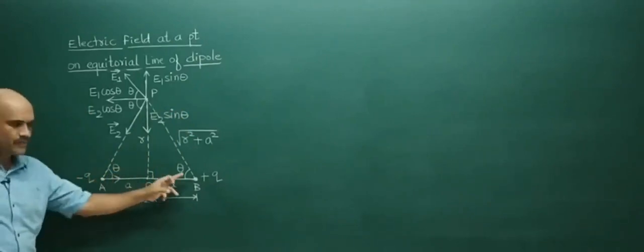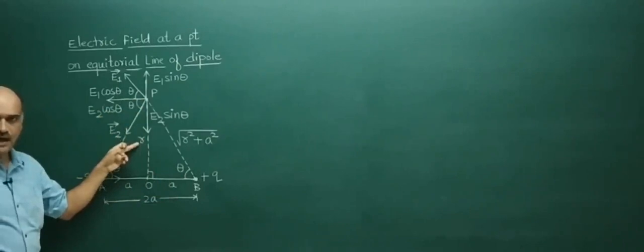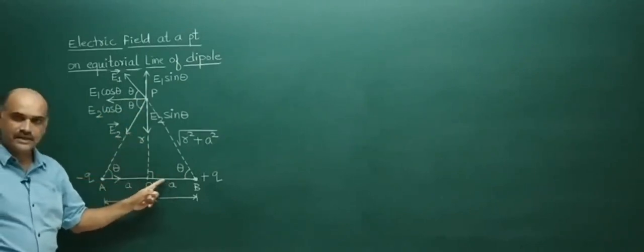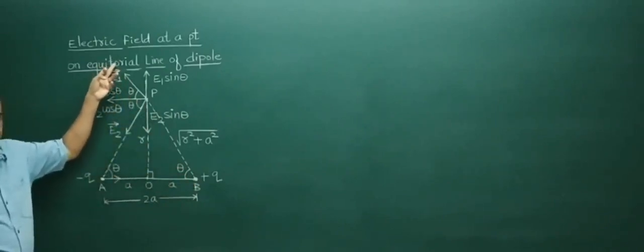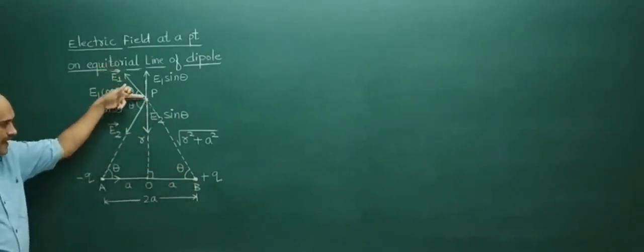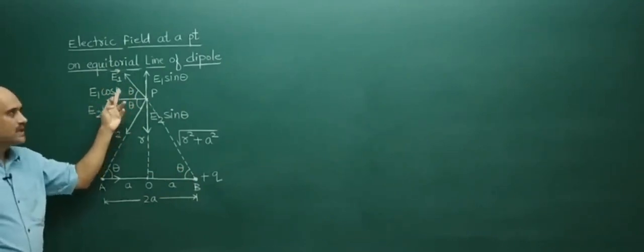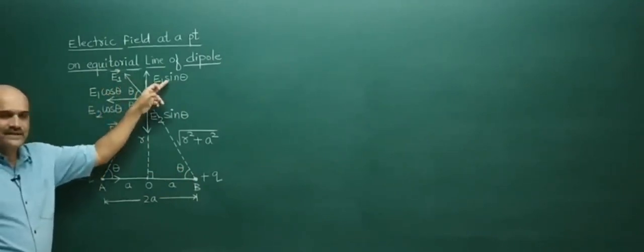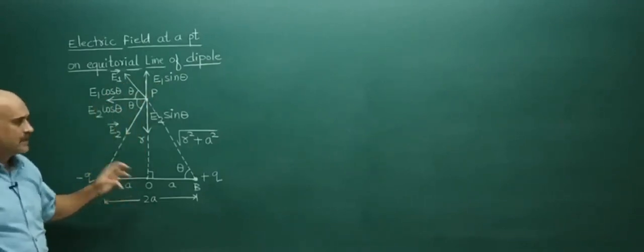So there is a dipole. P is a point on the equatorial line at a distance r, where r is very much greater than a. E1 will be acting along BP. E2 will be acting along PA. So we resolve E1 cos theta, E1 sin theta, and similarly E2 cos theta, E2 sin theta.